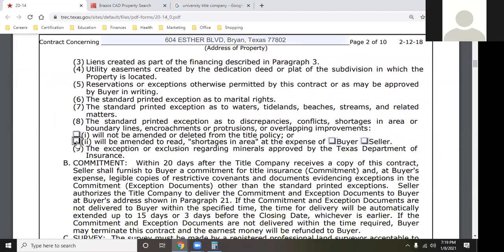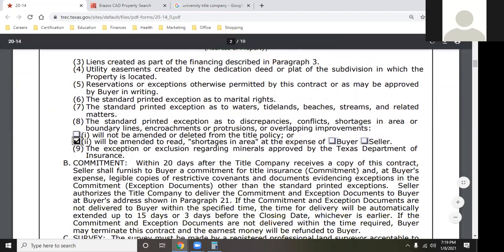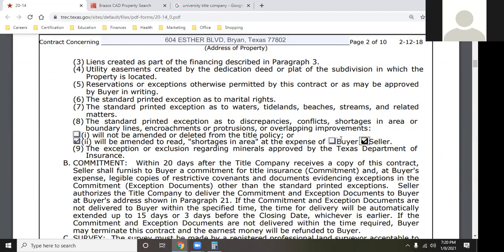Again, in common practice, what I would do normally is check that box and put the seller. But in reality, what's going to happen is it's going to come back to the buyer. But again, we're writing this contract in whose favor? Stephan's, because Stephan's writing it up.